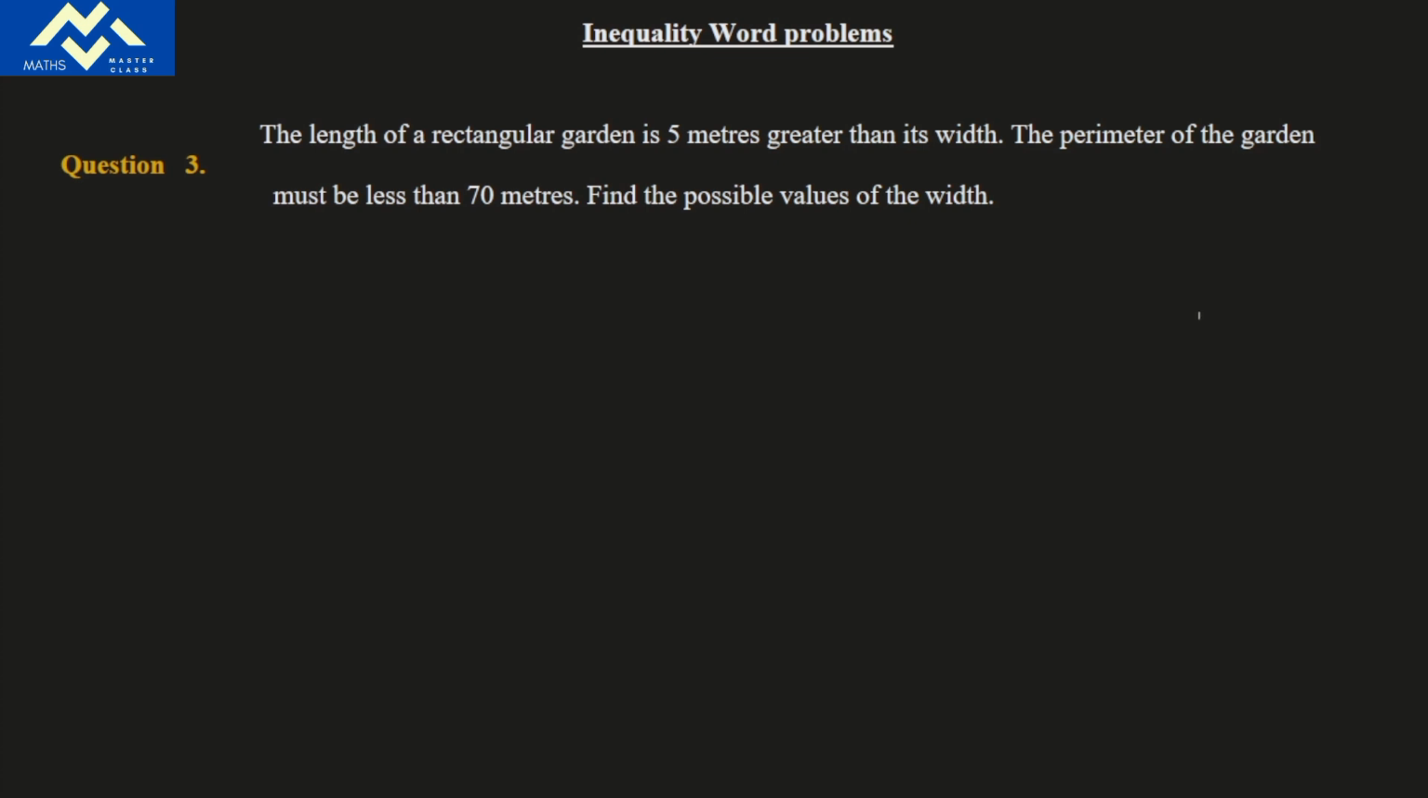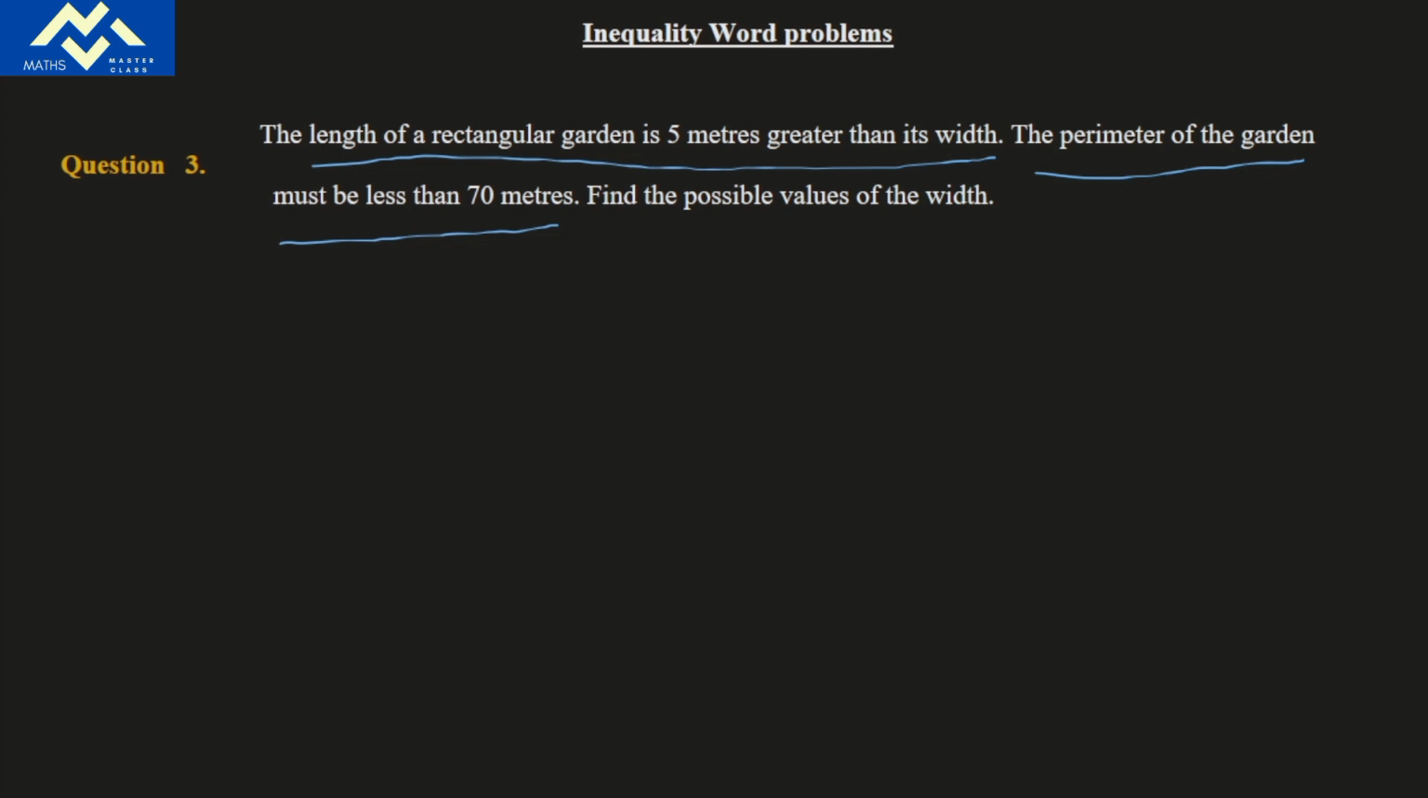So let's start. The question says, the length of a rectangular garden is 5 meters greater than its width. Let's underline that. The next statement says, the perimeter of the garden must be less than 70 meters. This is very important. We learned from our previous lesson that less than does not include the boundary value. So, the perimeter must be below 70 meters. It cannot be exactly 70 meters.